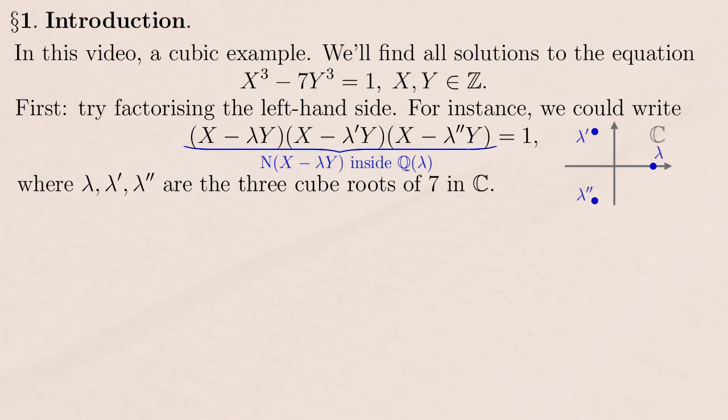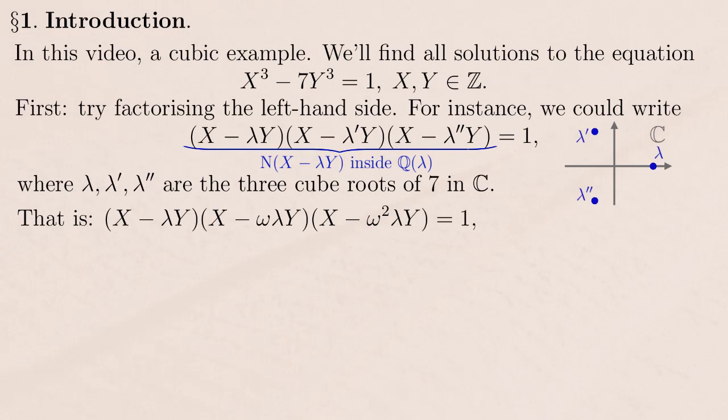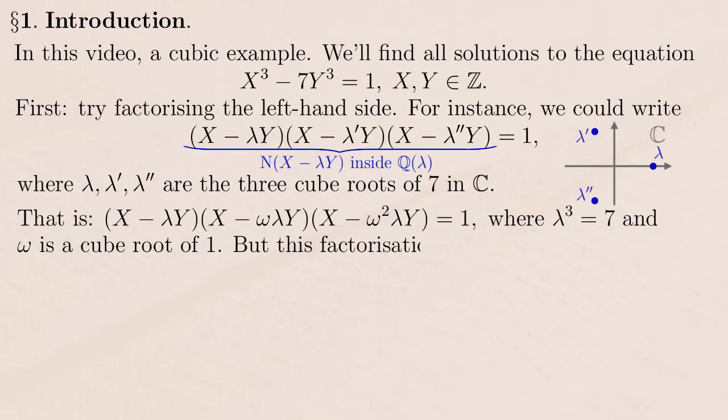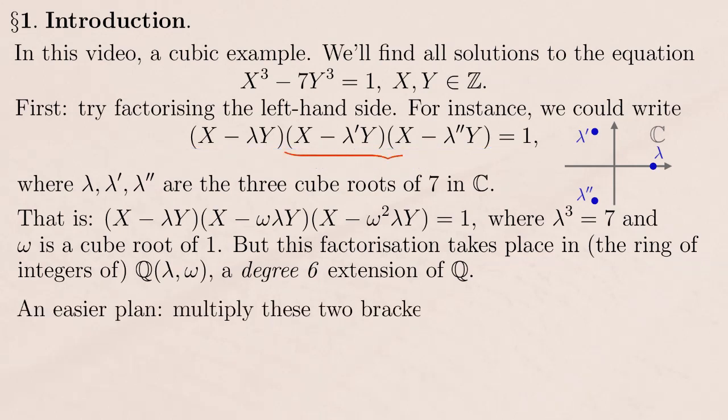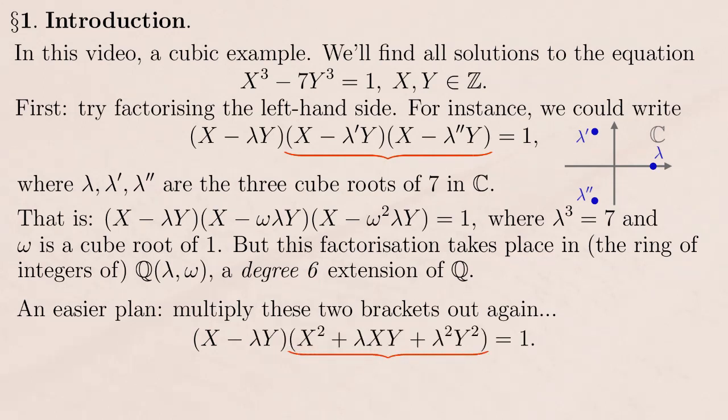So we could write this equation as (x minus lambda y)(x minus omega lambda y)(x minus omega squared lambda y), where lambda is one of the cube roots of 7, and omega is a primitive cube root of unity, as always. But this factorization involves both a lambda and an omega, so it takes place in the ring of integers of Q adjoin lambda, omega. This is a degree 6 extension of Q, and it doesn't have the right norm function anymore. This is easily solved for our purposes, though. If we multiply the second and third brackets back out, we get x squared plus lambda xy plus lambda squared y squared. So now we're back inside Q adjoin lambda, the cubic extension we'd hoped for.